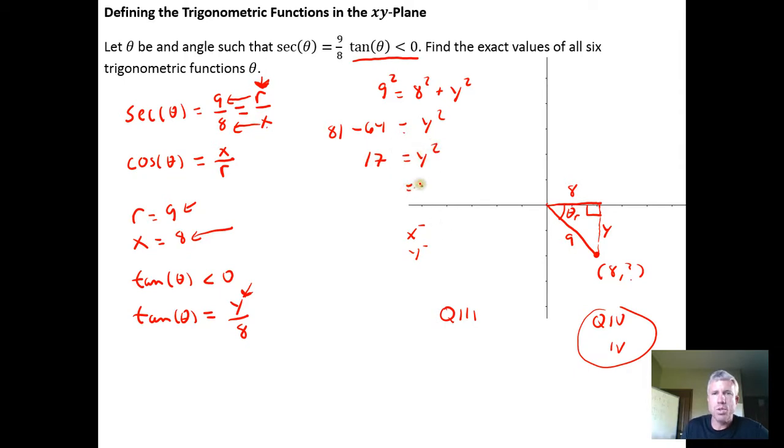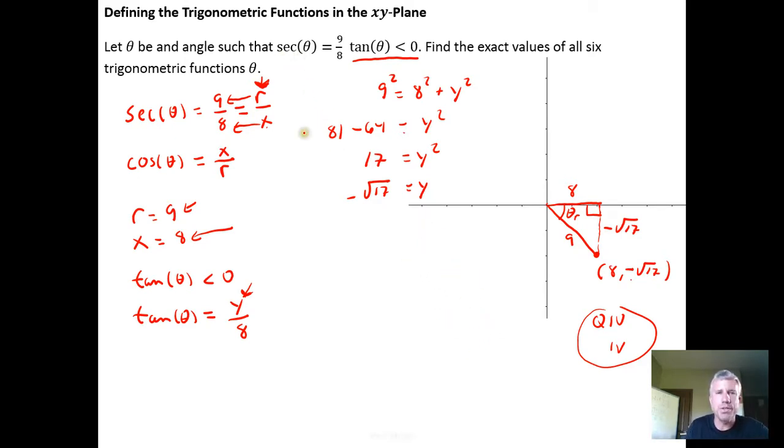And then usually when you take the square root of both sides, you go plus or minus. That's to get the y by itself. But here we know that we don't want the positive square root. We want the negative square root because we're in quadrant 4 and the value of y is negative in quadrant 4. So here's the y coordinate, which gives me my signed height, negative square root of 17 on my right triangle. Now I have everything I need to get the exact values of all of the trig functions.